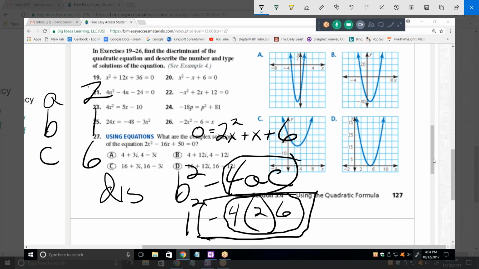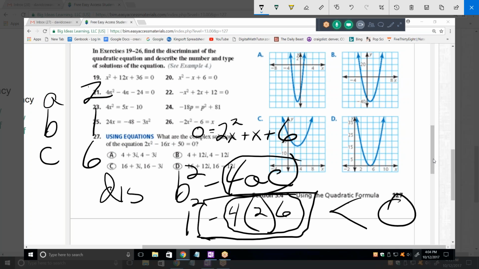Okay. Greater than or equal to or less than 0? It is less than 0. That's all I need. I don't need to know its number. I don't need to know that it's 47 or negative 47. I just need to know it's negative. What does that tell me about the number and type of solution?